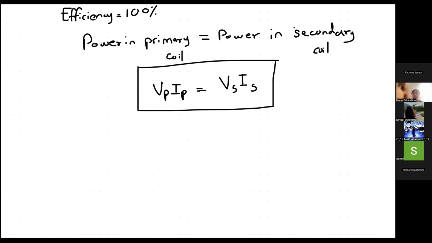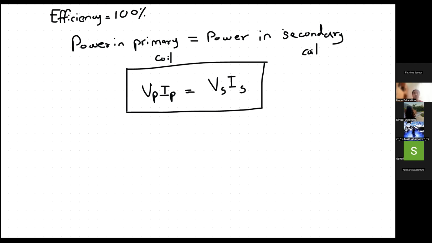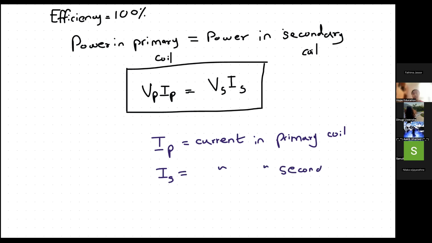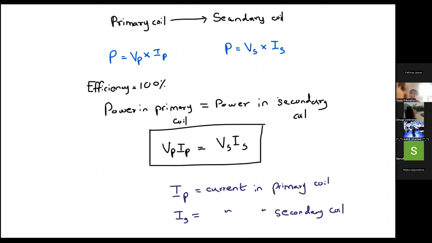Let us define these terms. VP is the voltage in the primary coil, and VS is the voltage in the secondary coil. IP is the current in the primary coil, and IS means the current in the secondary coil. Did you all understand this?